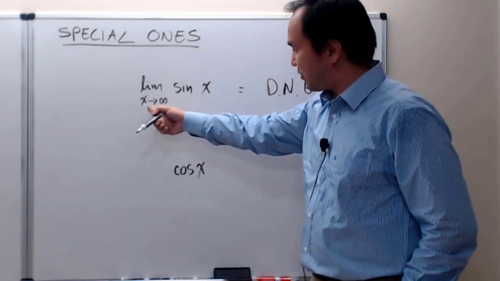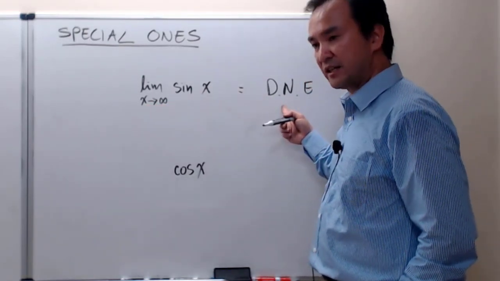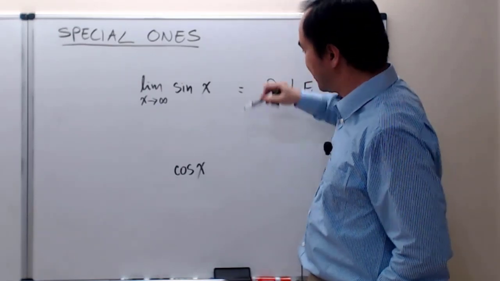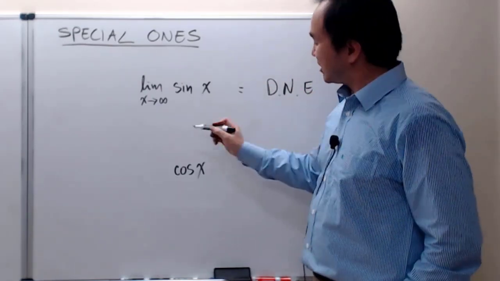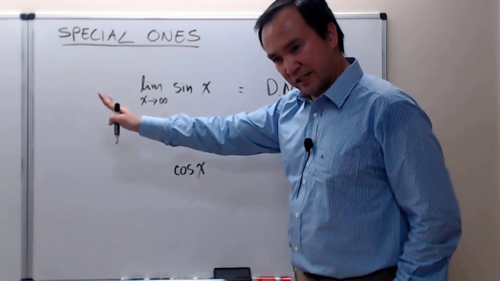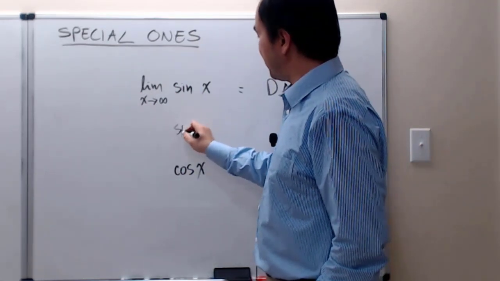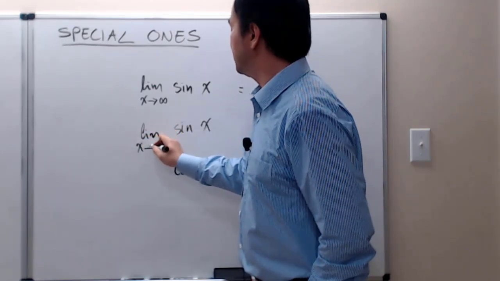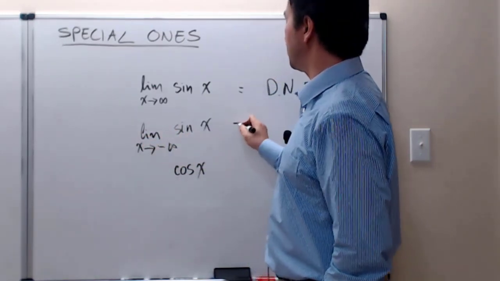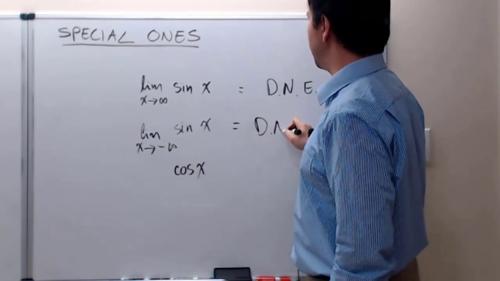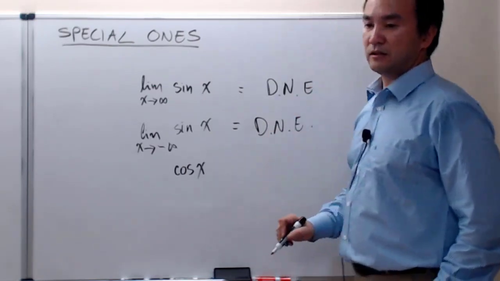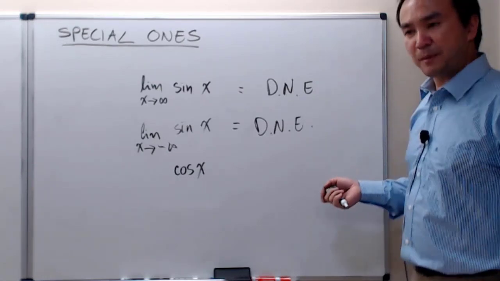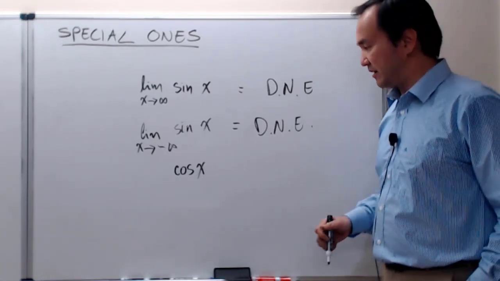And so that right-hand behavior is a non-existing behavior. We don't really have a particular behavior for the right hand. It's just going up, going down like that. And consequently, in the same way, sine of x as we approach negative infinity also gives a non-existing limit. So that's one thing to nail down, and we treat that as among the special limits at infinity.